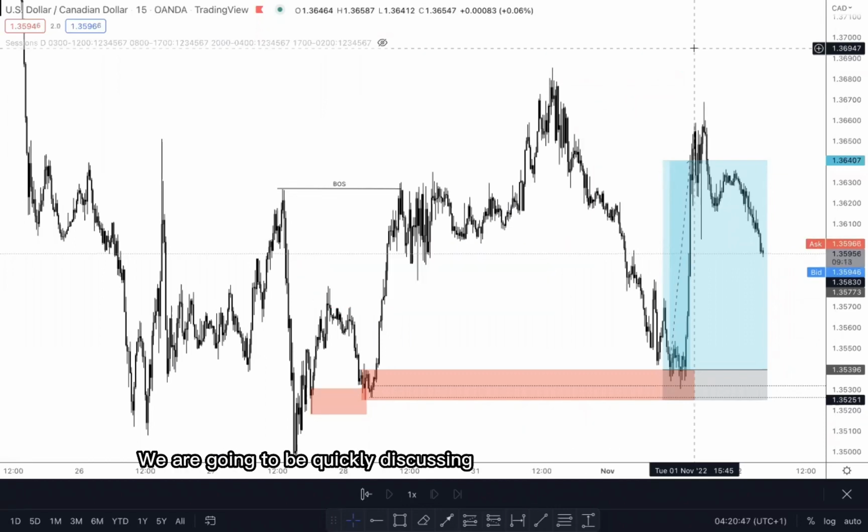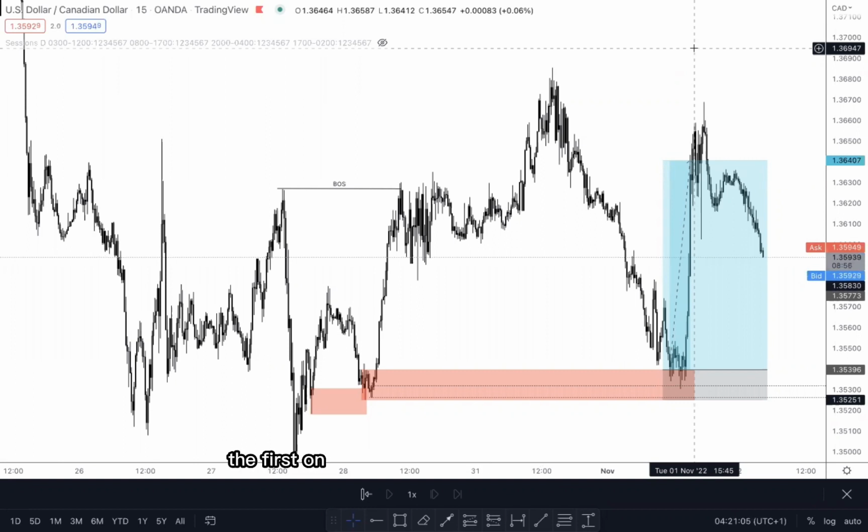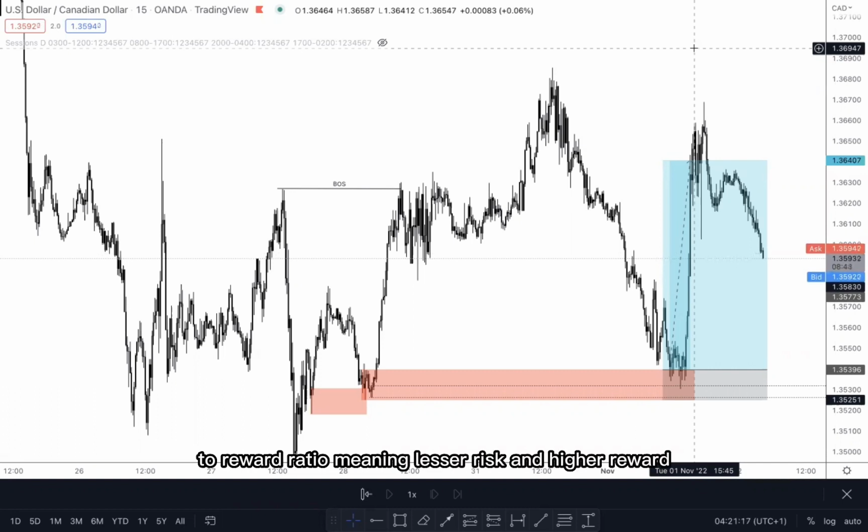We're going to be quickly discussing a setup that occurred yesterday, USD CAD. I want to quickly show you two methods which could have been used in catching this particular long position. The first one will give us a lower risk to reward ratio, and the other one will give us a higher risk to reward ratio, meaning lesser risk and higher reward. The one with a lower RR would have given us a higher risk and also a higher reward, depending on your risk management.